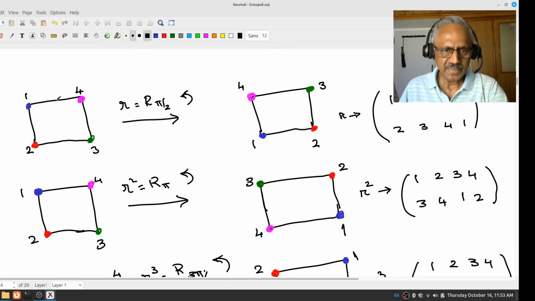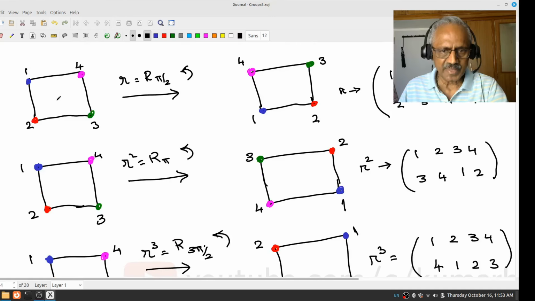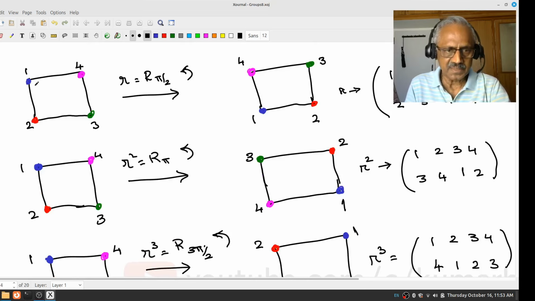Is that clear? Now R squared, what does it mean? You rotate it by pi, that is 180 degrees. One rotation brings 1 to 2, and one more rotation will bring it to 3. Therefore, 1 goes to 3, 2 goes to 4, 3 goes to 1, and 4 goes to 2. You understand this?